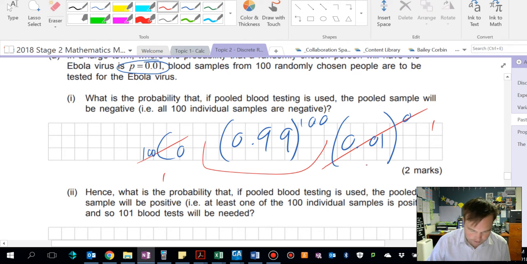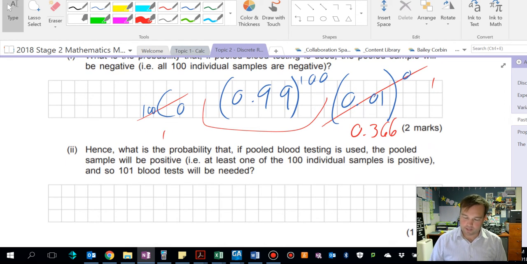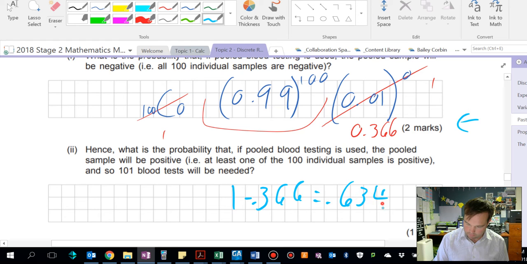And it turns out that there is 0.366. Alright, hence, what is the probability that if pooled in testing, the sample will be positive? Alright, well there's two possible outcomes here. Either the sample is negative, or the sample is positive. The sample positive would be one take 0.366, which is 0.634.